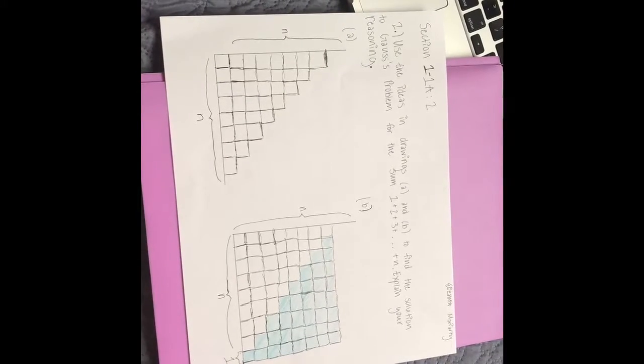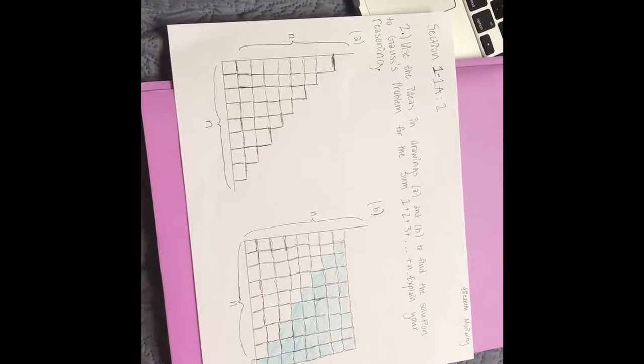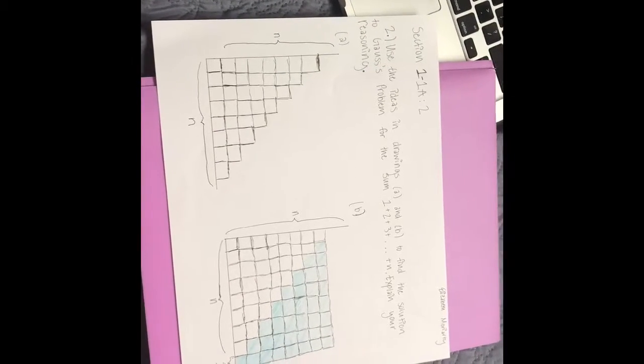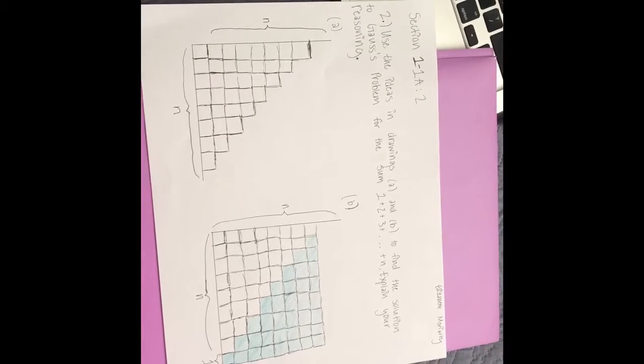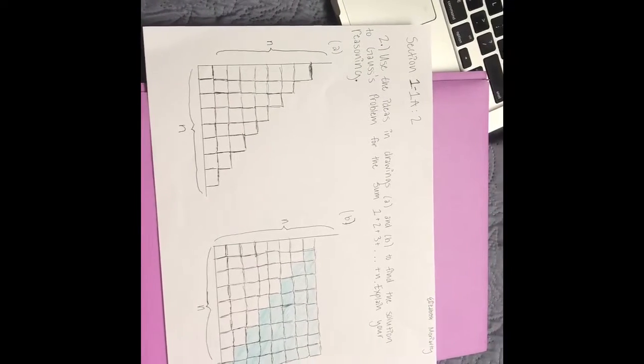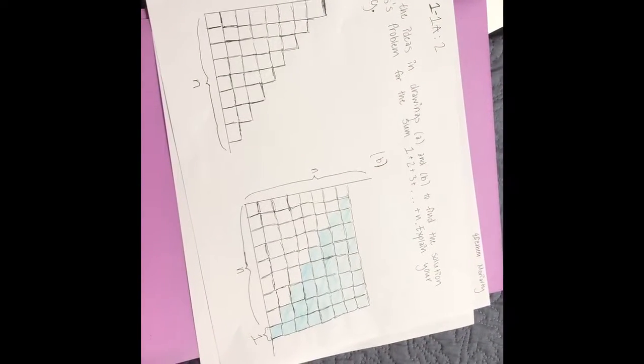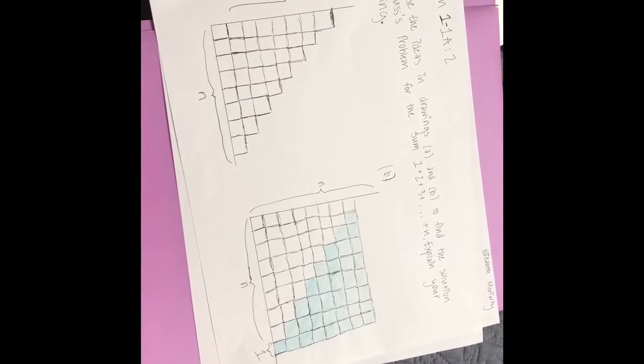All right, so today I will be explaining a problem out of the textbook pertaining to Gauss's sum. As you can see, I wrote down the problem right here. It says, use the ideas in drawings A and B to find the solution to Gauss's problem for the sum 1 plus 2 plus 3, and so on, plus n, and then explain your reasoning. These figures are in the textbook, but I decided it would be easier to copy them down for people to see.